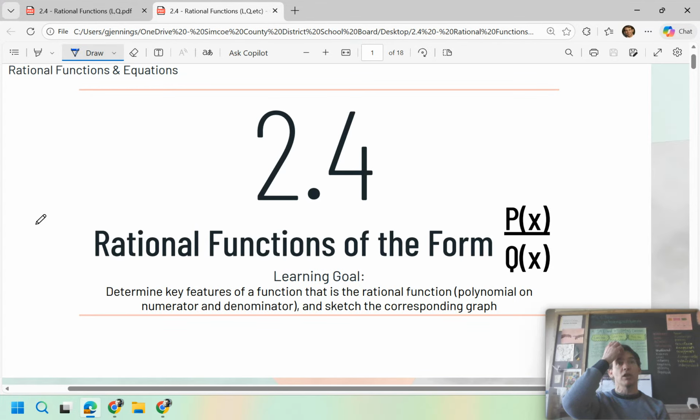Connor knew that because he knew that those values would make the numerator equal to 0. Very good. How about y-intercept? How do we find the y-intercept here?